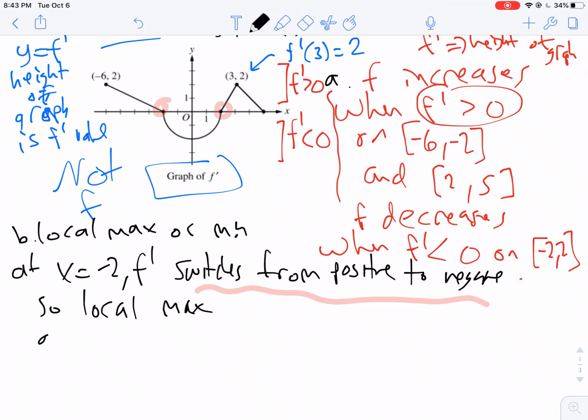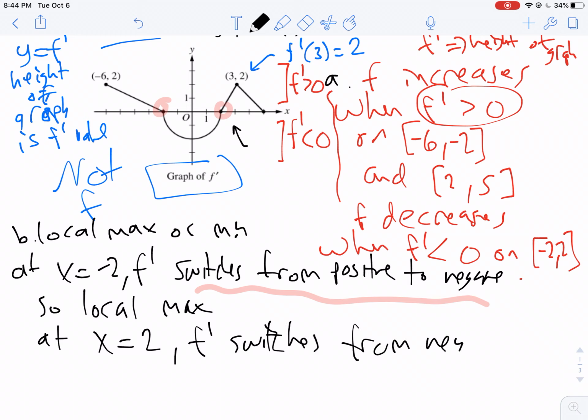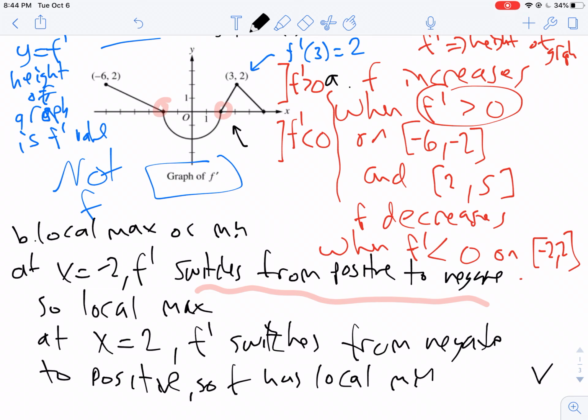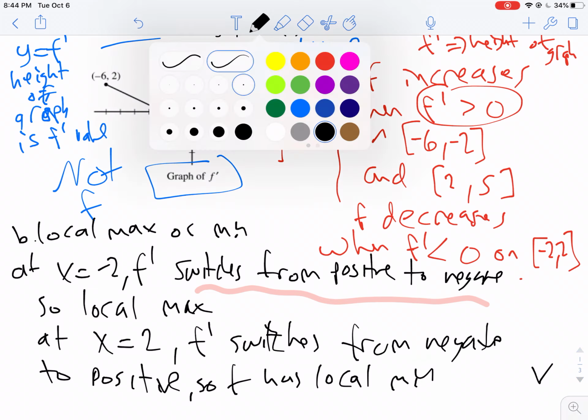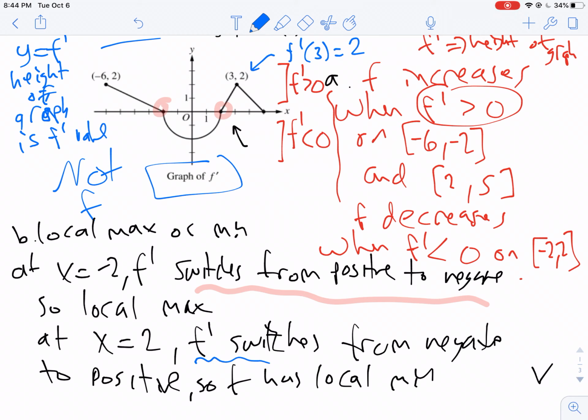And then if we look at x equals positive 2, right at that point right there, my f prime switches from a negative to a positive. So I have a negative slope and then a positive slope. So f has a local minimum there. Notice how I'm being clear. I'm not saying the graph switches from positive to negative. I'm saying f prime switches from positive to negative. Just make sure you're clear about that.